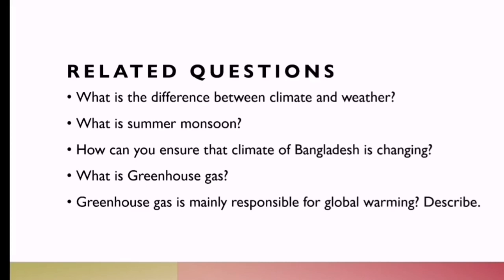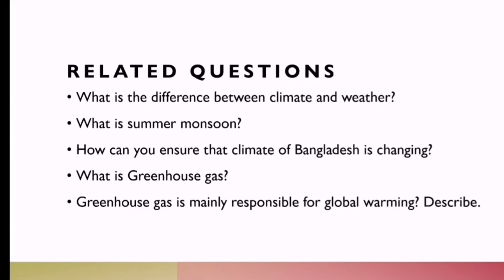After that, for the second question, we have what is summer monsoon. For answering this question, you have to write the definition of summer monsoon. I have already told you how important the definition of summer monsoon is for your examination. So, you have to write that in the rainy season, wind blows with vapor from the south and southwestern part of the Bay of Bengal. This is called summer monsoon. Make sure that you are memorizing the definition very clearly and without any mistake.